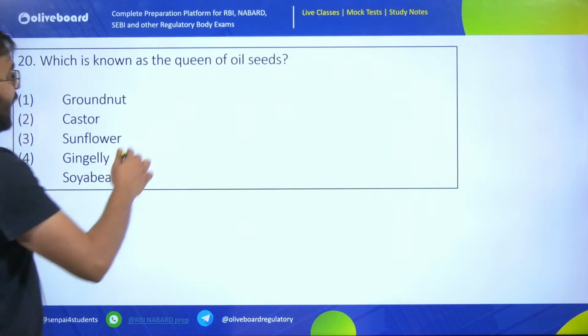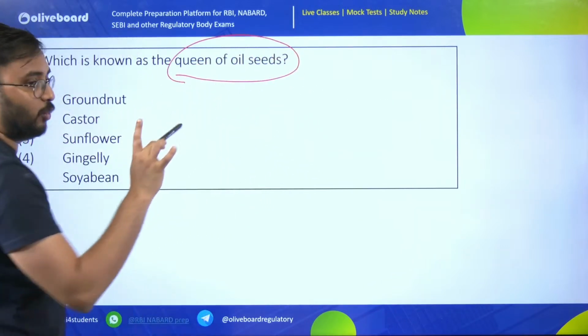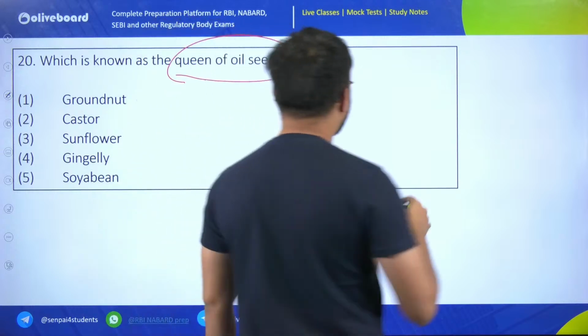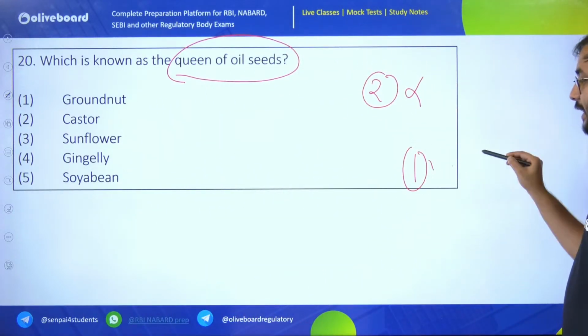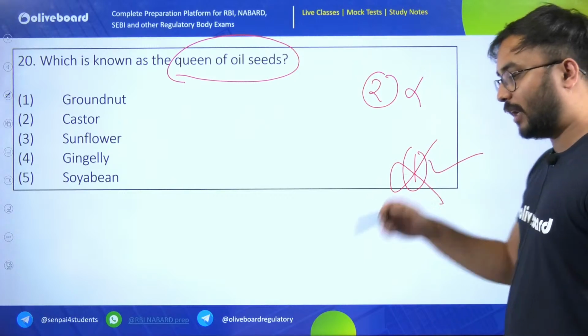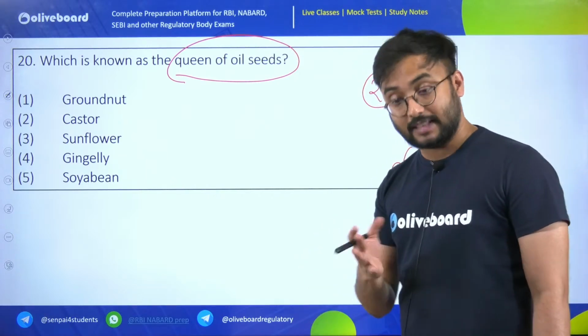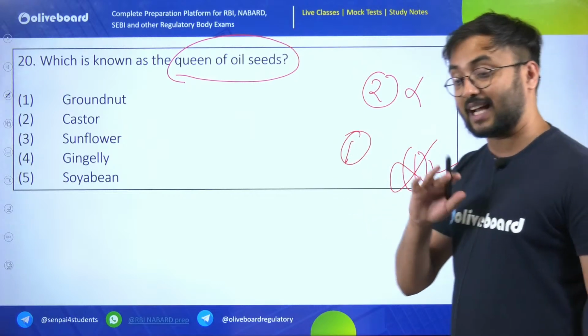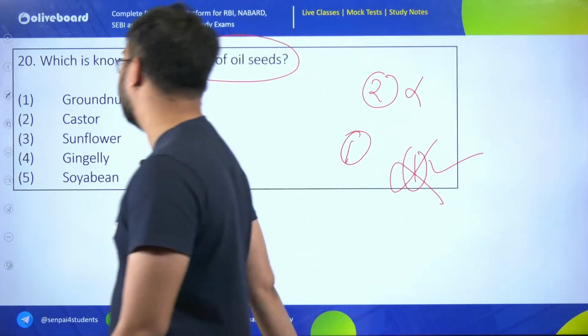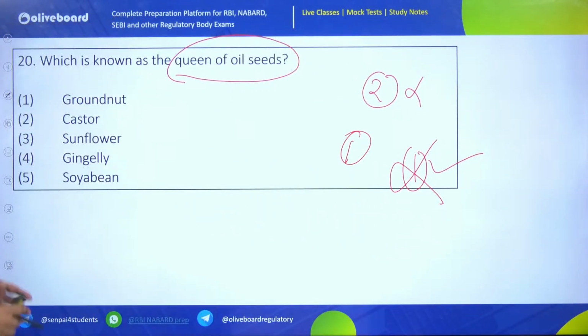Next, who is known as queen of oilseed? Again, a one-liner question for 1 mark. Sometimes people feel that 2 marker questions are very difficult and 1 marker questions are very easy. In NABARD phase 2, the more phase 2 exams you give, I wish that doesn't happen and you clear it in one go. But you will understand that 1 marker questions are not as simple as they look. Try to answer this.